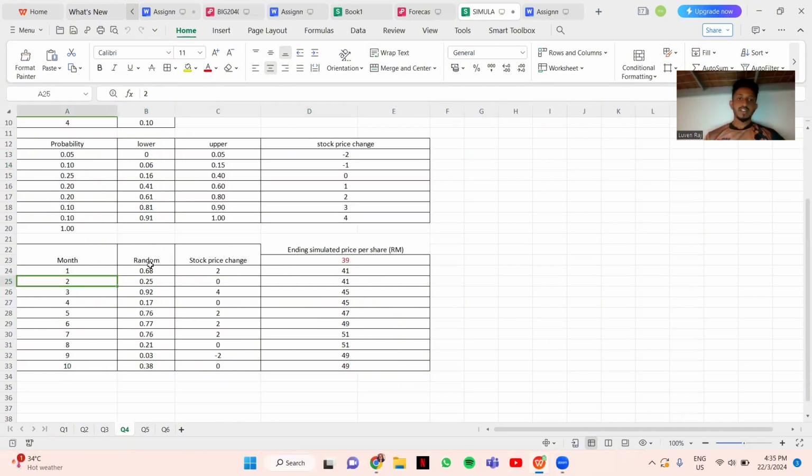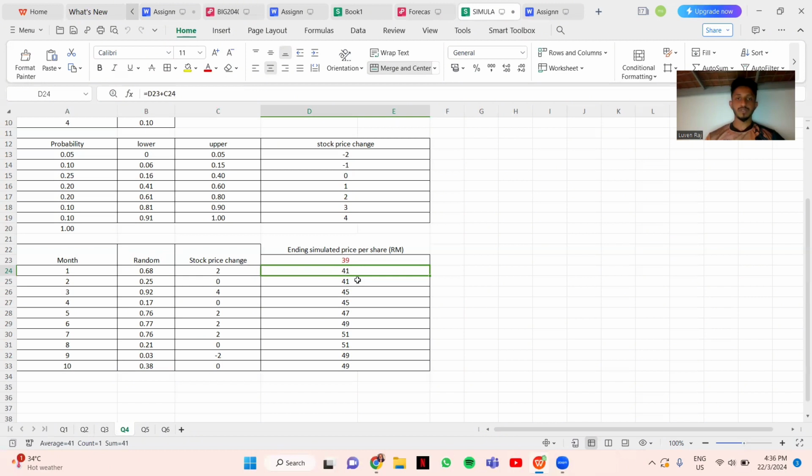Then these are the number of months and these are random numbers. As I already mentioned, we have to use the formula RAND. And then for the stock price change, I use the VLOOKUP using these numbers. So I use everything in VLOOKUP, calculated from B24 until B33 to get the stock price change. And then for the ending simulated price per share, I got it from D39 plus C24, which is 2. So we get 41.